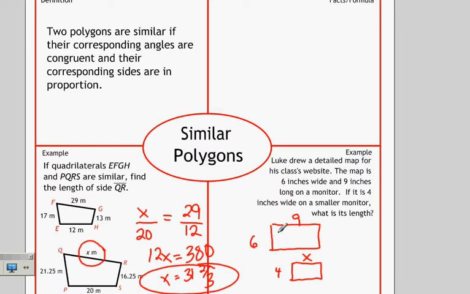It really doesn't matter how I have it set up, so long as I'm cross multiplying the same numbers. So I'm going to put 4 on the top this time, 6 on the bottom, because those are the corresponding sides. X on the top, 9 on the bottom. I cross multiply, 4 times 9 is 36. 6x here. Divide both sides by 6, and x will equal 6.